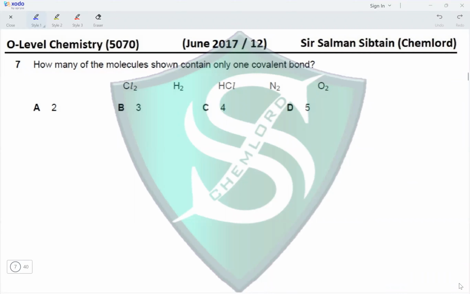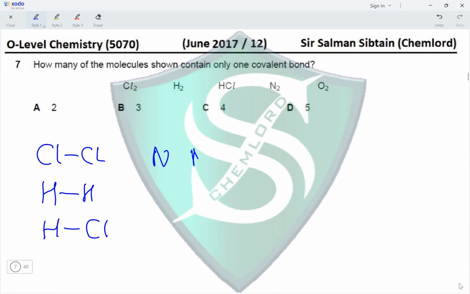Question 7. How many of the molecules shown contain only one covalent bond? Okay, Cl2. Cl has a single covalent bond. H2. Hydrogen has a single covalent bond. HCl. H and Cl have a single covalent bond present. Nitrogen has a triple bond between the atoms. And O2, oxygen has a double bond between the atoms. So, how many of the molecules shown contain only one covalent bond? That would be chlorine, hydrogen, and HCl, making option B the correct option for this question.